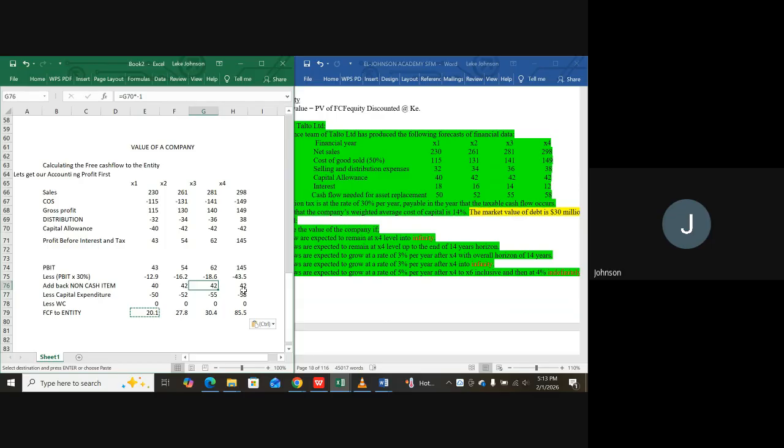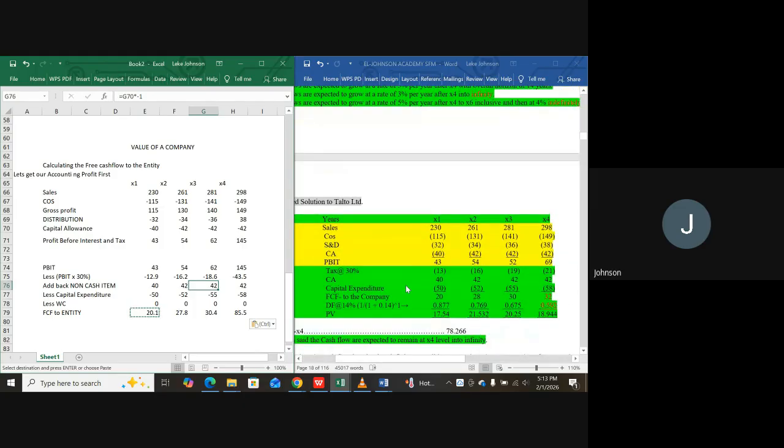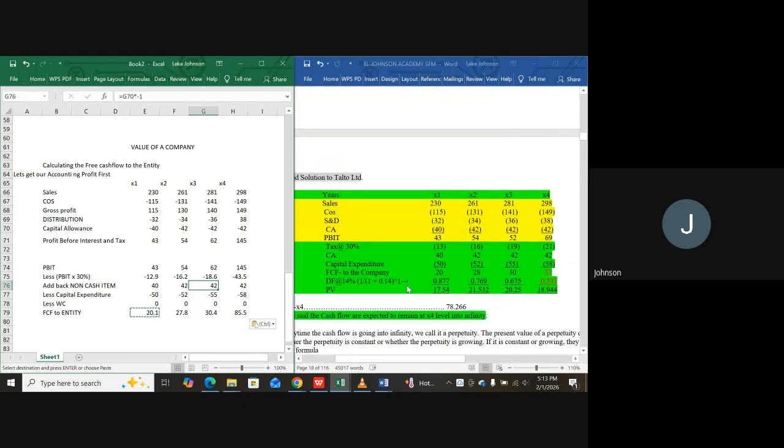It's not looking right, so let's go and check our solution. I think our free cash flow, when we got to year 4, ought to be like 32. We can see that our free cash flow is actually supposed to be 32. Is our computation wrong here? Let's check from here.